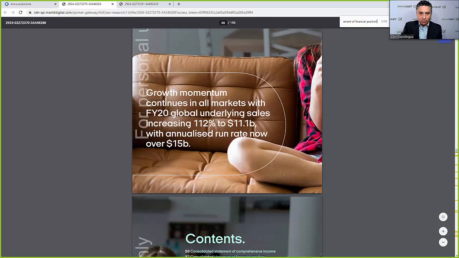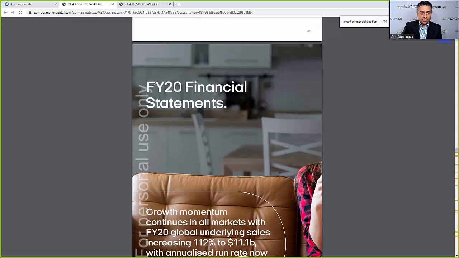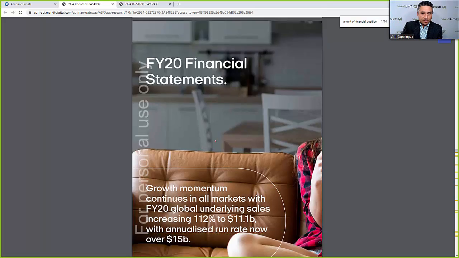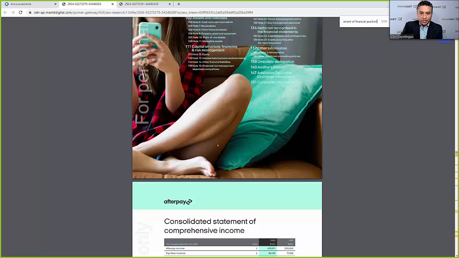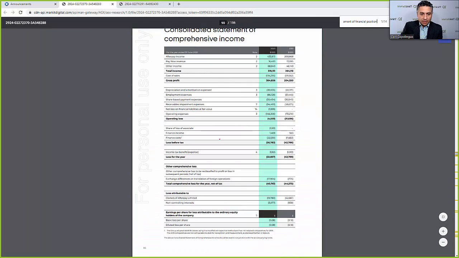And what I wanted to show you on the Fortescue, if I scrolled up slide there, it wasn't on the Fortescue one, but it is often on the next one up. It says FY20 financial statements, and this is typically the section where I'll start. Again, beautiful young people using the product. Okay, Afterpay income. This is the one here we want, total income.